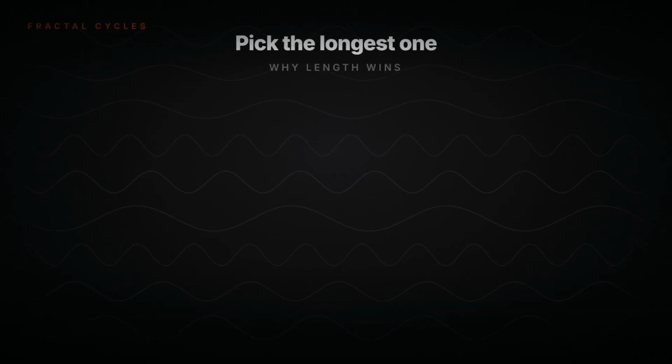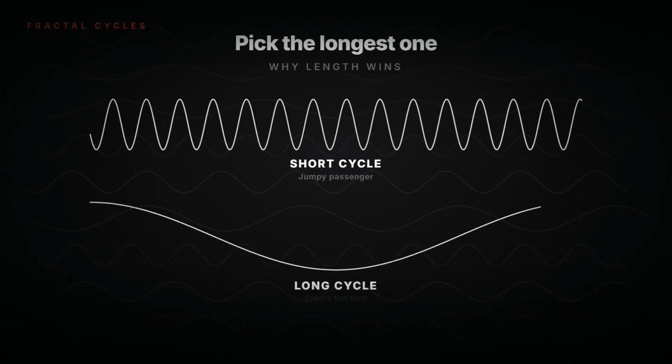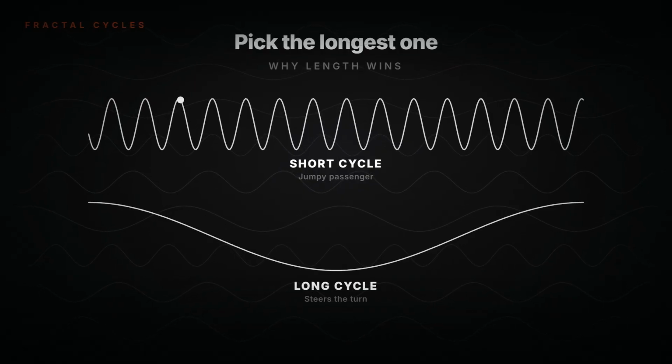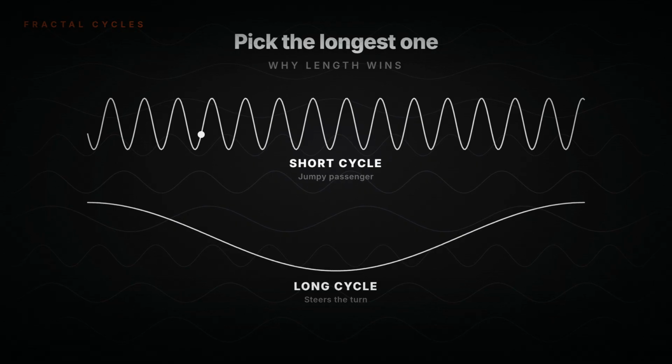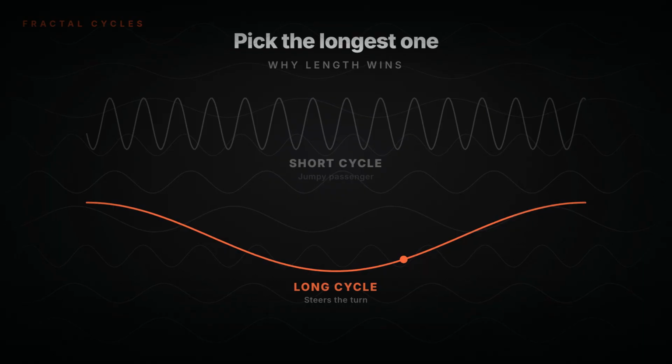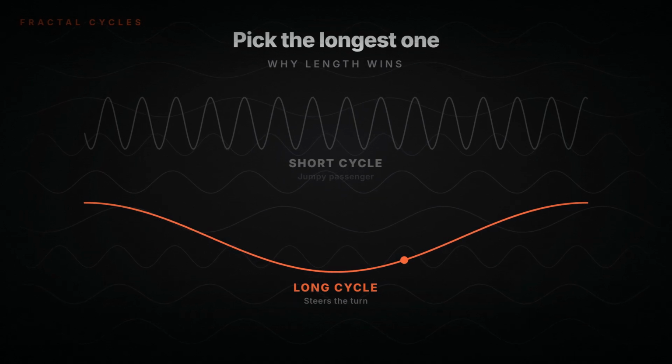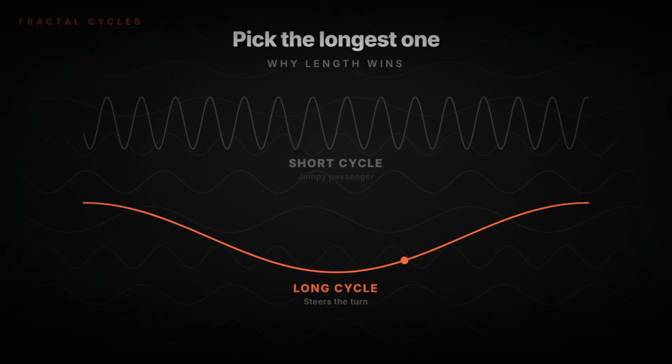That brings us to the final choice, because among the cycles that qualify, I always pick the longest one. The reason is worth understanding. You can think of a short cycle as a light and jumpy passenger, because it can shift its whole position between one look and the next, which means the turn it promises today might move somewhere else tomorrow. A long cycle is heavier and steadier, and it holds its position far better from one look to the next, so the window it gives you is a window you can actually plan around. If 2 cycles both qualify, then I take the longer of the 2 without hesitating.